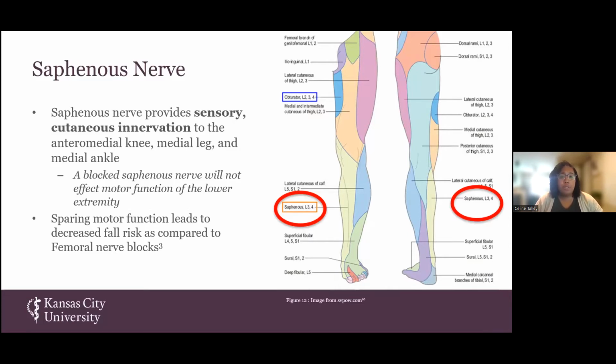And this is especially true when compared to an older local anesthetic technique where the femoral nerve is targeted. The femoral nerve, which provides motor innervation to the muscles of the anterior thigh, as well as cutaneous innervations from its distal branches. This image to the right shows you the saphenous nerve cutaneous innervation.